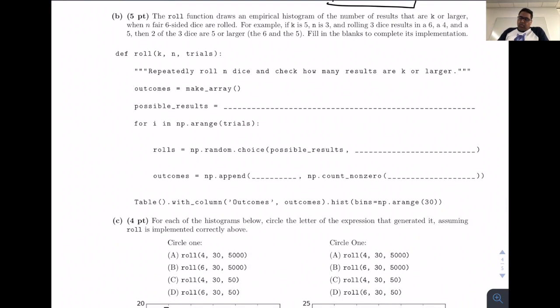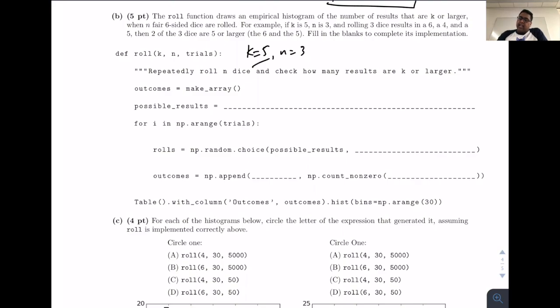So next, we have a simulation question, and we are asked to define the function roll, which takes in parameters k, n, and trials, where k is the threshold at which we count the values, n is the number of fair six-sided dice we're going to roll, and trials is the number of trials we're going to do. So essentially, if, for example, k is 5 and n is 3, we're going to roll a six-sided die 3 times. And we're going to count the number of times the value we get is either 5 or 6.